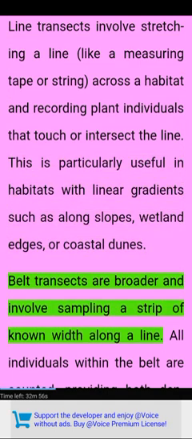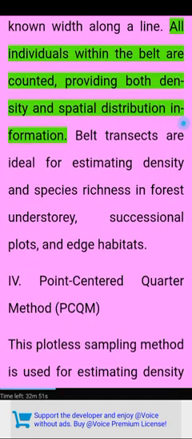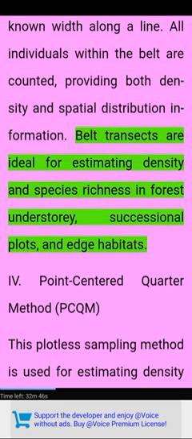Belt transects are broader and involve sampling a strip of known width along a line. All individuals within the belt are counted, providing both density and spatial distribution information. Belt transects are ideal for estimating density and species richness in forest understory, successional plots, and edge habitats.